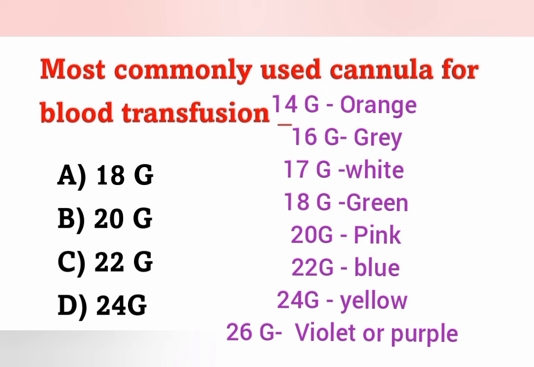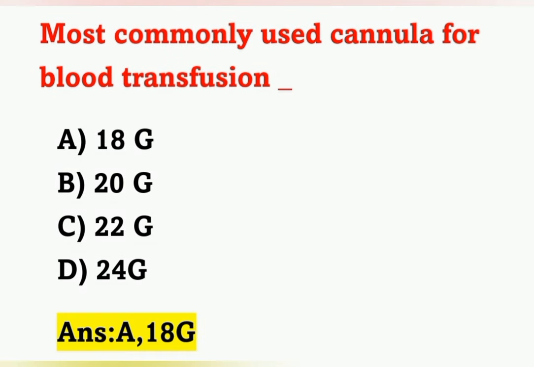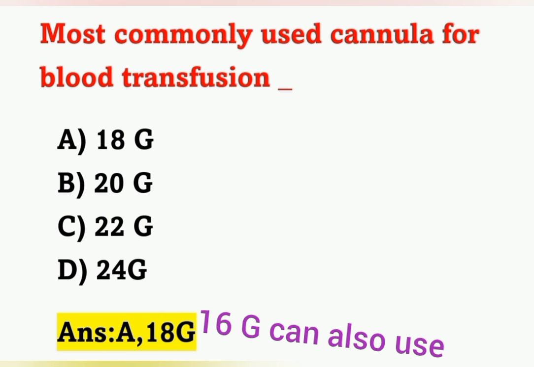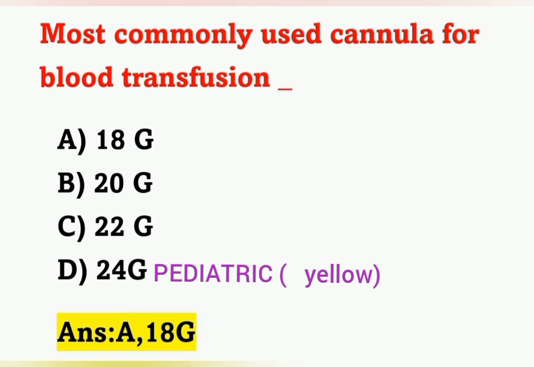Our question is, for blood transfusion, which size cannula is commonly used? It is the 18 gauge cannula. Option A is the correct answer. A 16 gauge can also be used, but the commonly used cannula is 18 gauge. 24 gauge, option D, is yellow in color and is mainly used in pediatric cases.